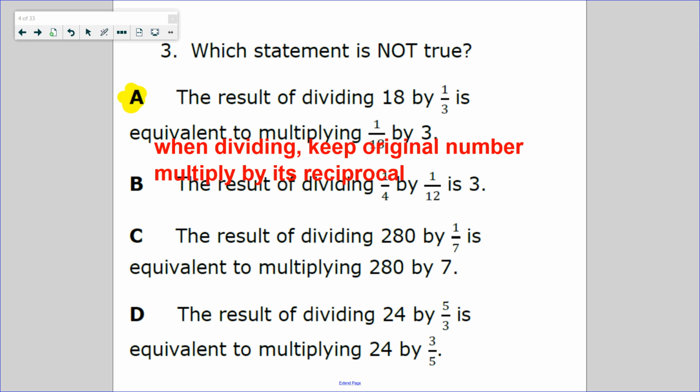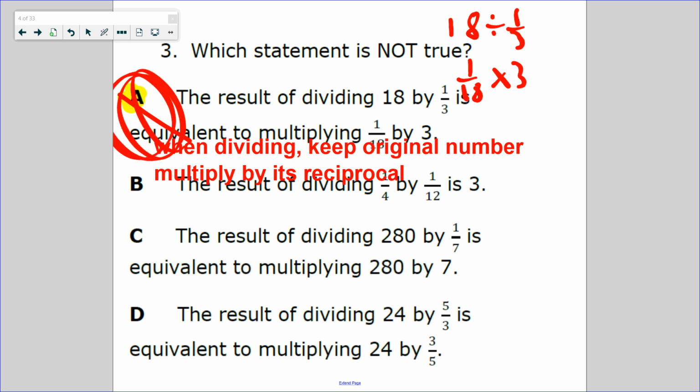Which statement is not true? So let's see. They said A is not true. The result of dividing 18 by 1/3 is equivalent to 1/18 times 3. That's completely wrong, because you do the reciprocal of, you flip the second number, not the first number. So A is definitely not true. If you would like to do the correct answer, change the division to multiplication. The reciprocal of 1/3 is 3, so it should be 18 times 3. The rest are all true.